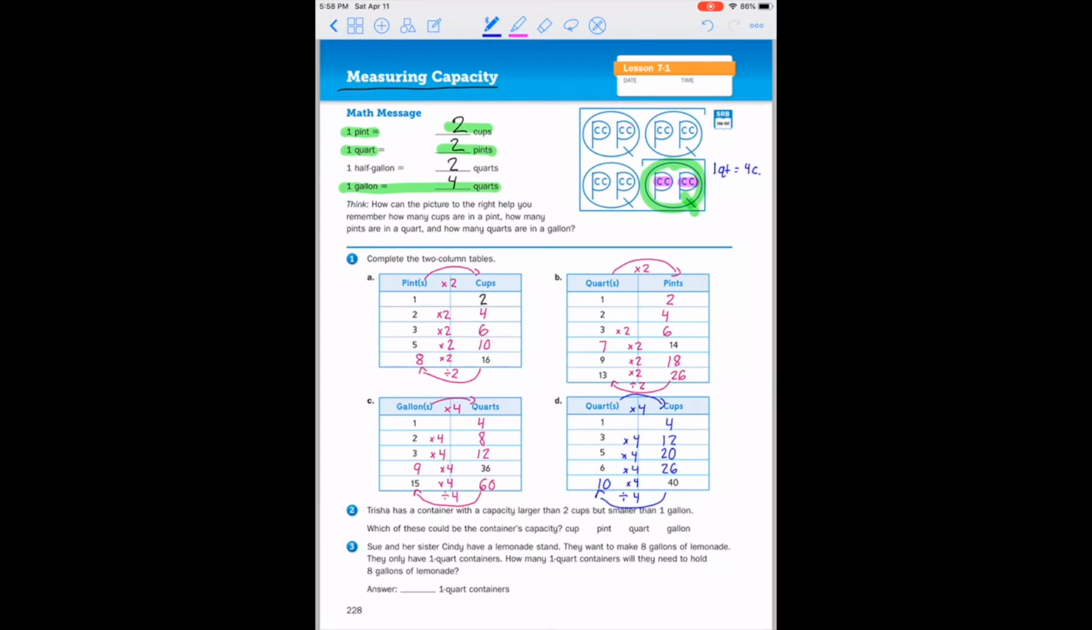Let's look at number 2. Trisha had a container with a capacity larger than 2 cups, but smaller than 1 gallon. So it is larger than 2 cups, but smaller than a gallon. Which of these could be the container's capacity? So which one could hold that amount?